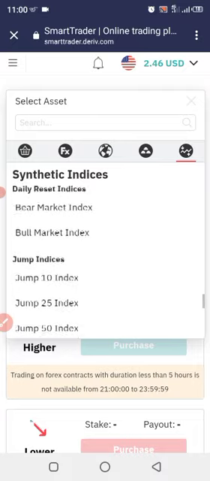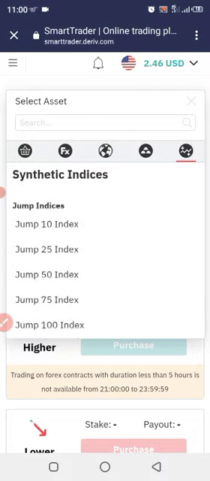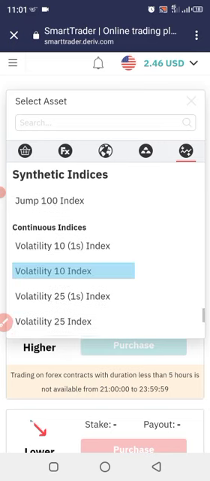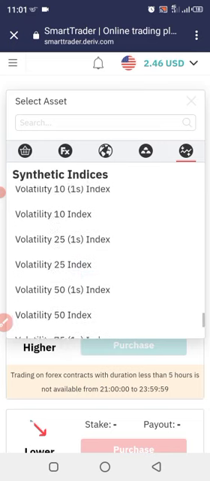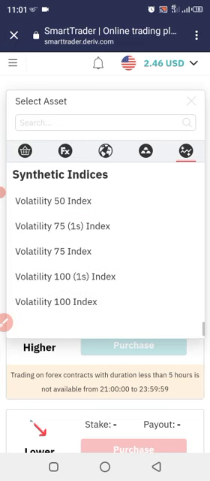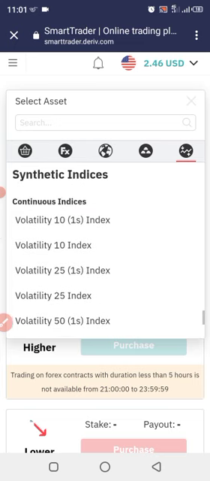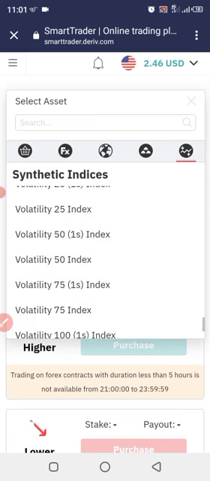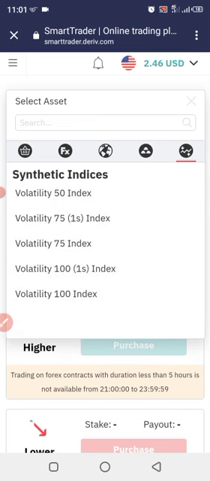We have the bear and the bull market. We have the jump index. We have continuous indices, which is the volatilities, Volatility 10 to 100. That's what we have there. So we are going to pick between these volatilities because the market is moving within the range. You don't have to stick to one. Sometimes it switches direction, so you have to look for the one that is running in line with what you're doing.